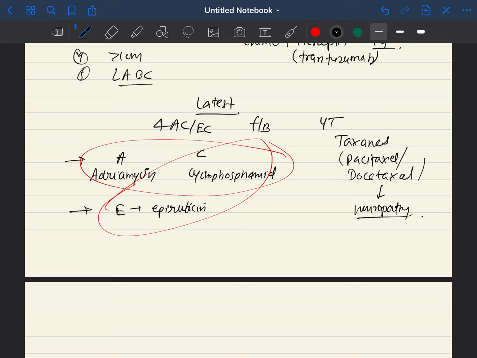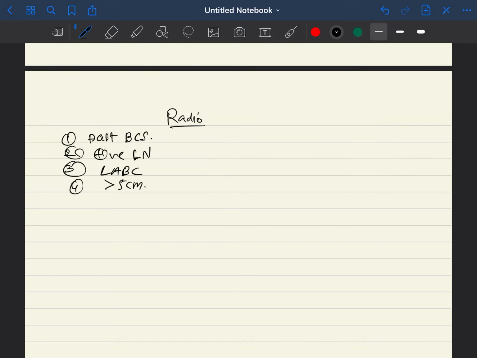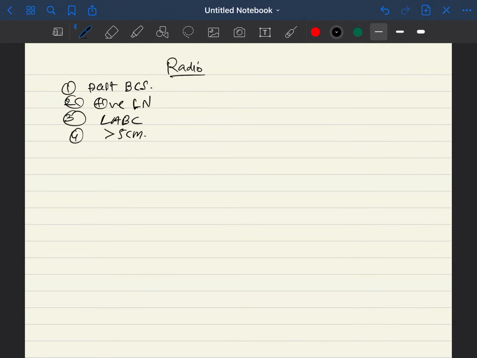So now we'll read about the radiotherapy. What are the indications for the radio? Indications for the radiotherapy, as I already told you, radio post breast conservation surgery. If there is positive lymph node, we can give radio. If there is locally advanced breast cancer, we can give radio. If the tumor size is more than 5 centimeter, we can give radio, right?